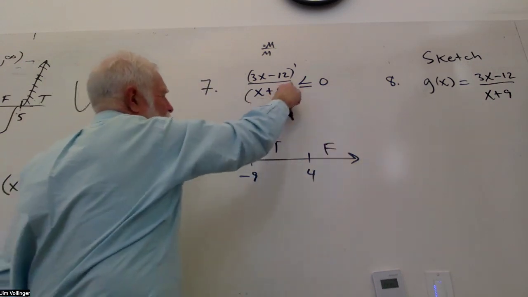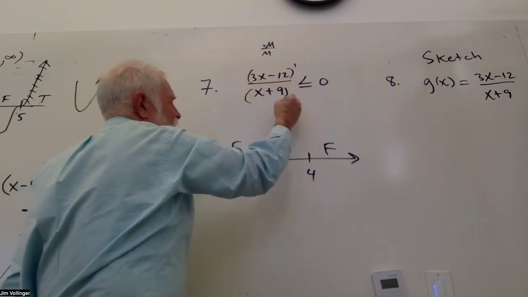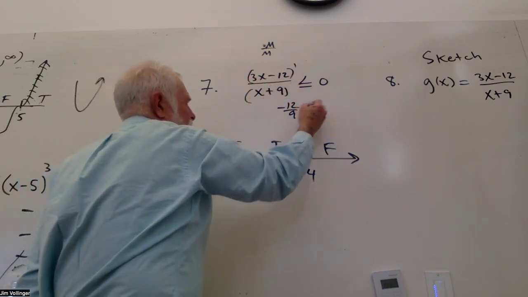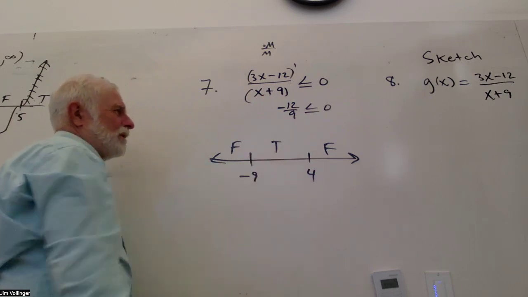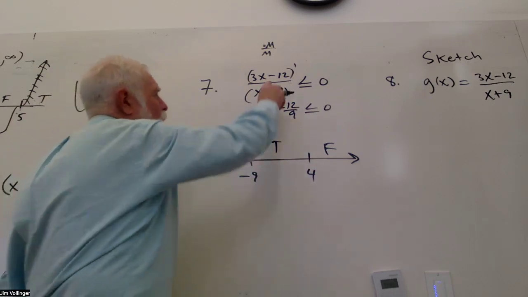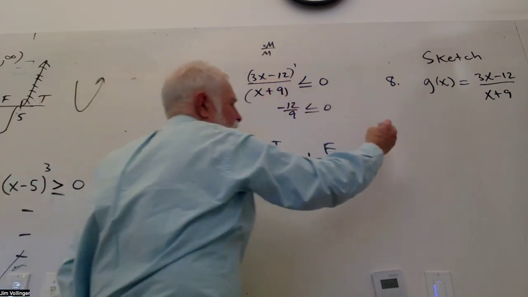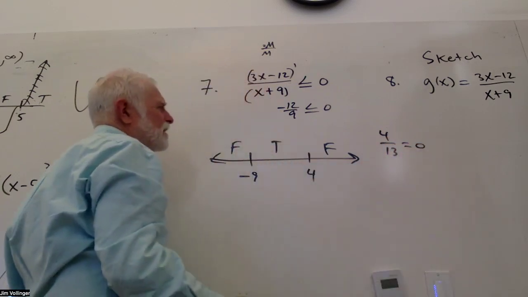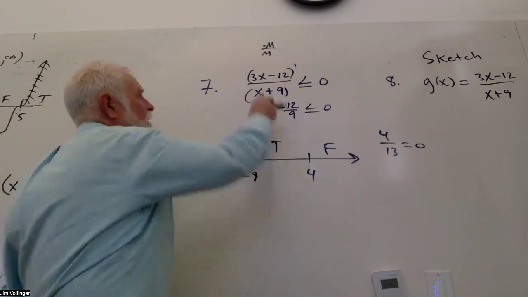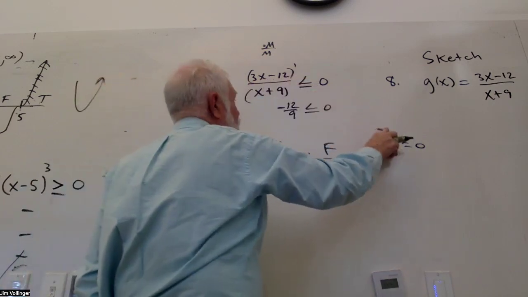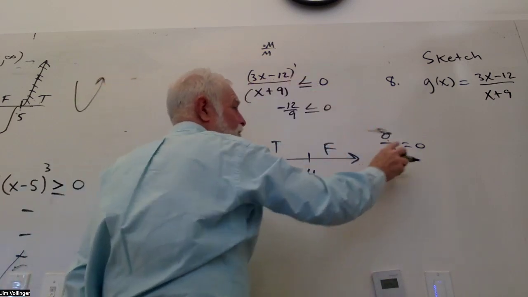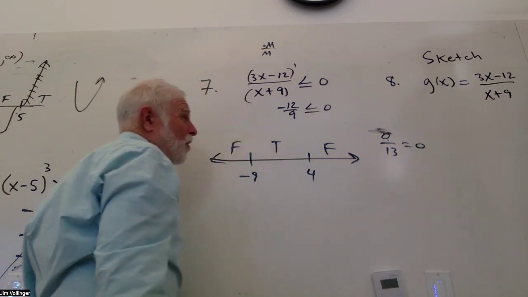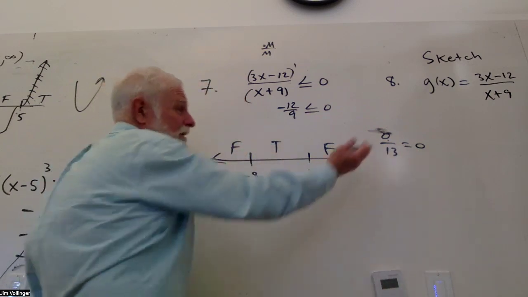Put a 0 in, 0 is really easy. X's cancel, you get negative 12 over 9. Is that less than or equal to 0? Absolutely. Okay, put a 4 in, 4 over 13. True or false? Does that equal 0? Or is it less? Excuse me. 4 gets me 0 over 13. Is that either equal to 0 or less than or equal to 0? Yeah, it's equal to 0.